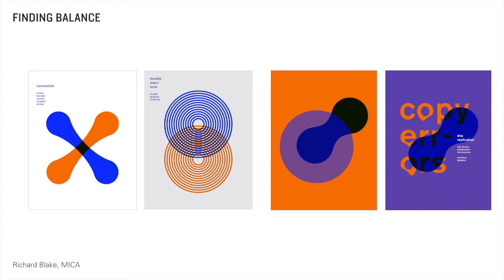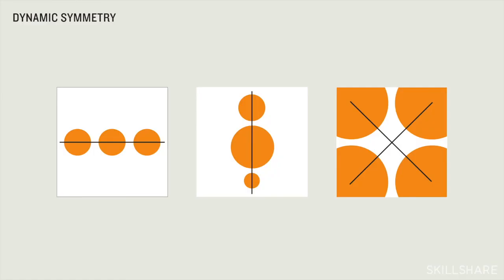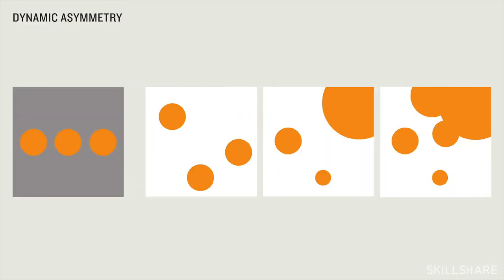In this poster series, some solutions are strongly symmetrical and some are asymmetrical. In every case, the designer has introduced tension and movement through contrasting colors, shapes, and patterns. So here's a tool, symmetry versus asymmetry. It's basic, it's universal. You can look at any piece of design and ask, is it the same left and right, or is it different?